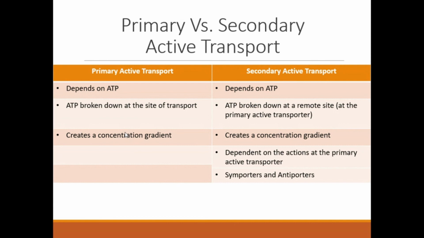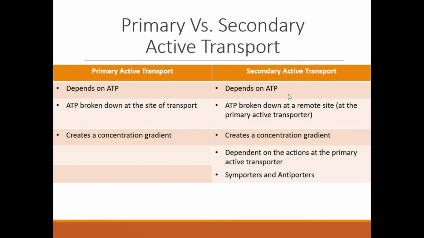we are not so far into this that we can't use simple comparisons. I would like you to think for now that secondary active transport is actually driven by the efforts of the primary. So we use primary transport to break down the ATP and create a concentration gradient. Then we use the energy in the form of that concentration gradient to drive the secondary active transport. And hopefully when you look at some diagrams, that'll become clear.